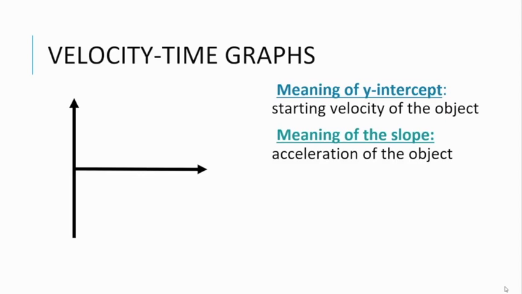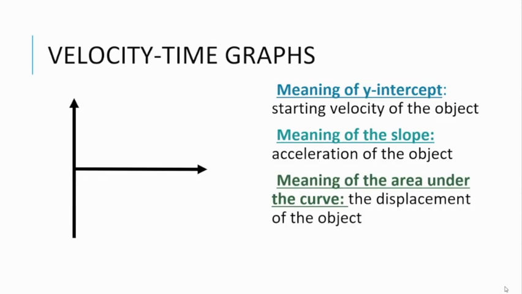The last thing I want to talk about is the meaning of the area under the curve. The area under the curve of a velocity time graph will tell us the total displacement of the object. In other words, the change in distance, meaning the final distance minus the initial distance.